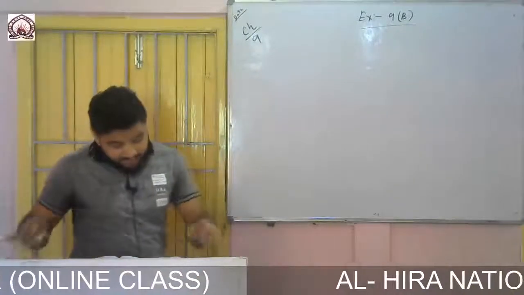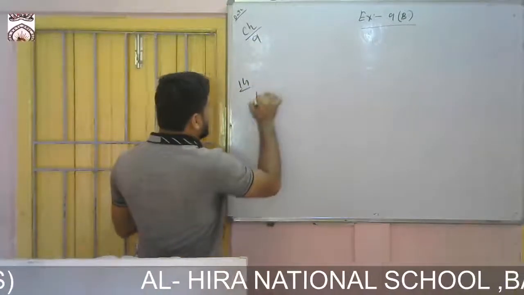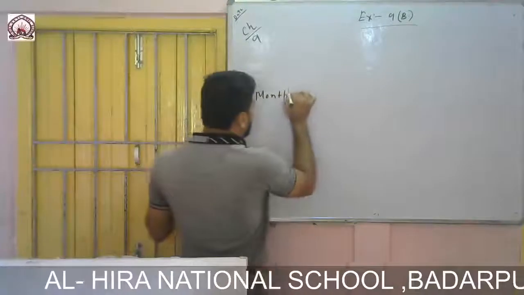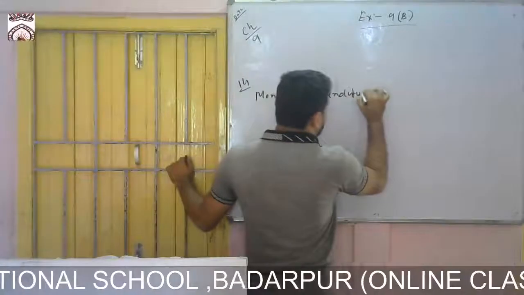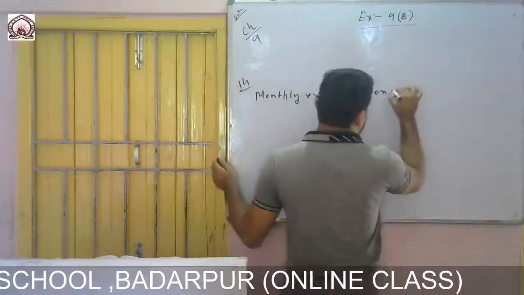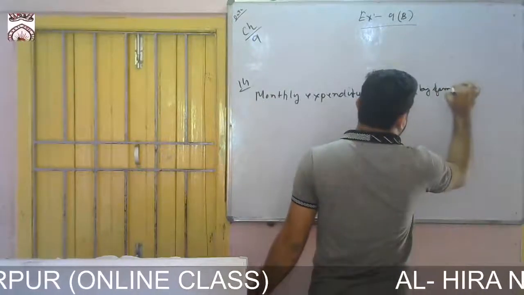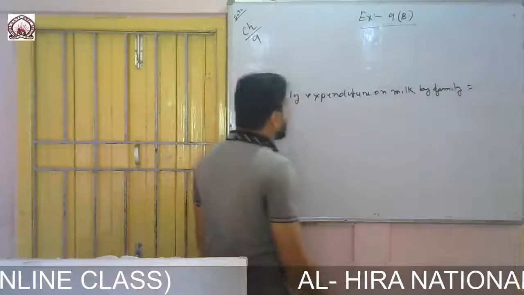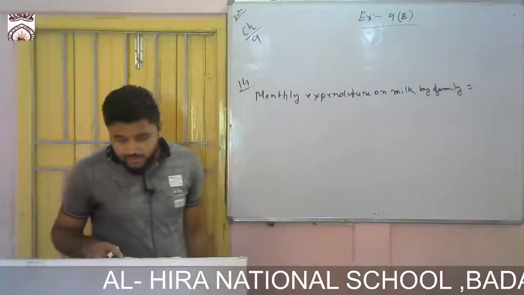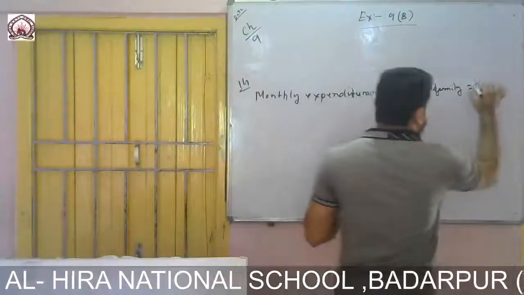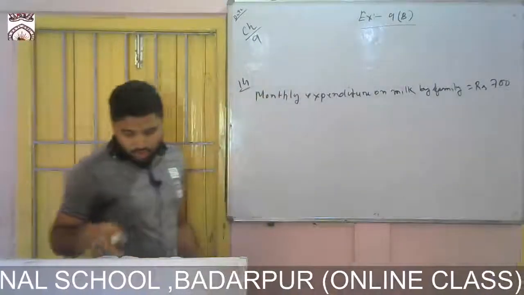So write question number 14. Monthly expenditure on milk by the family. Monthly expenditure on milk by the family is how much? Rupees 700. Okay, rupees 700.